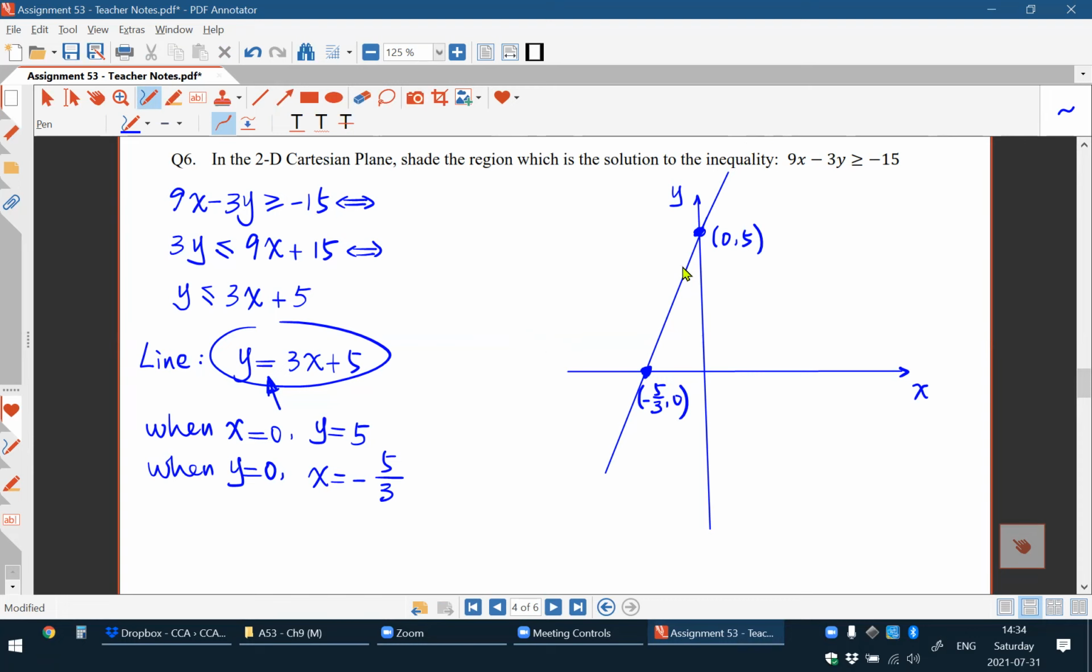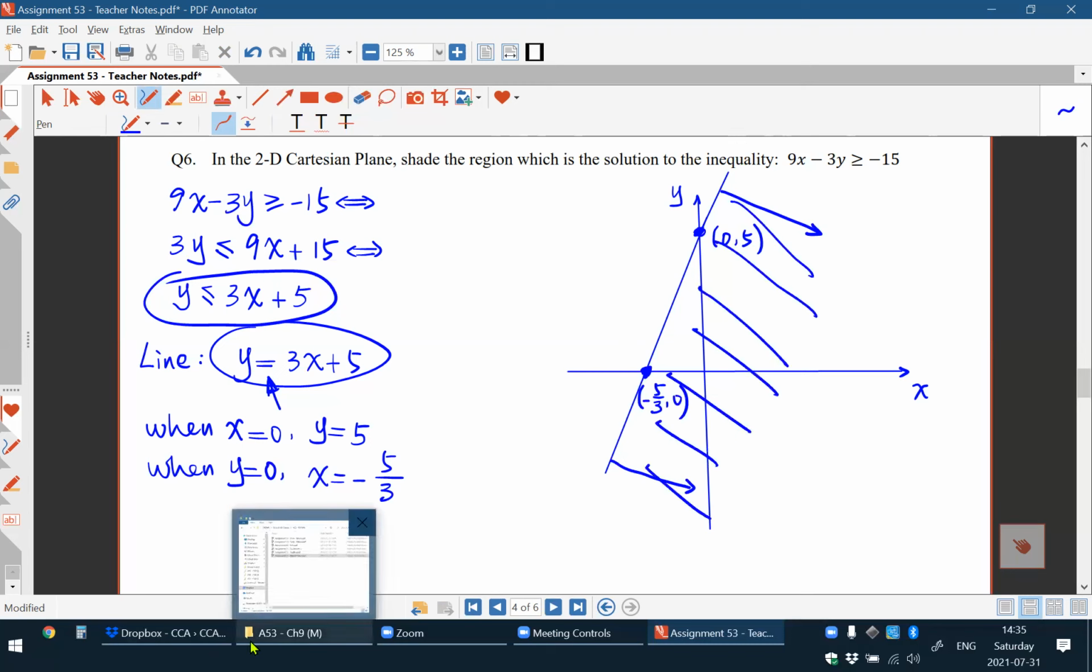Okay, but it's not over yet. Remember, the question asks you to shade the region that corresponds to the inequality, right? The inequality is y is less than or equal to 3x plus 5. That means the shaded region should be the region below this line, right? So we can put two arrows here. The region is below this line. Of course, you can also shade the area like this, right?